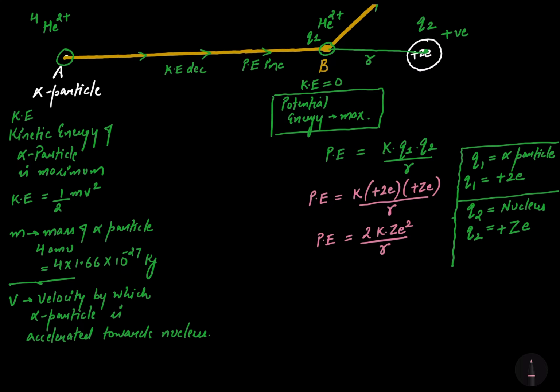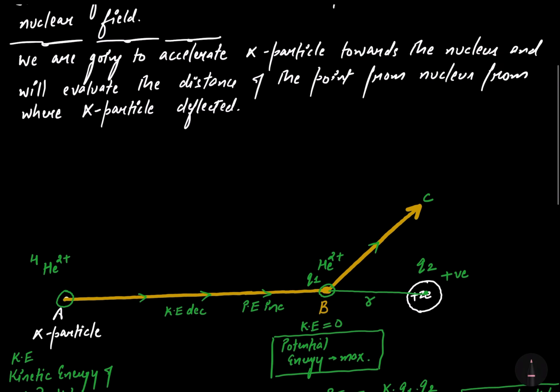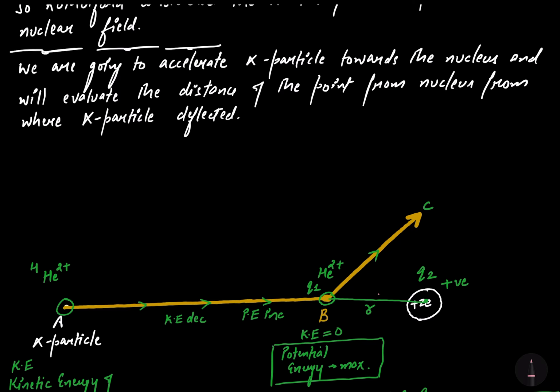So I have got my kinetic energy, that's half mv square, and I have got my potential energy, that's KZe square divided by small r. So now let's talk about the effective radius of the nucleus. Now I have to evaluate this radius. That is my motive in this lecture. I have to find out the effective radius of the nucleus.